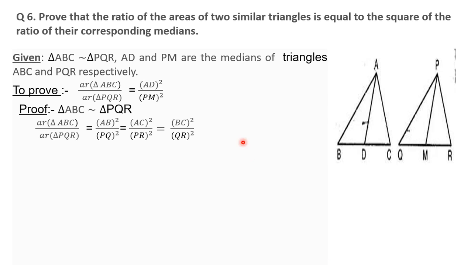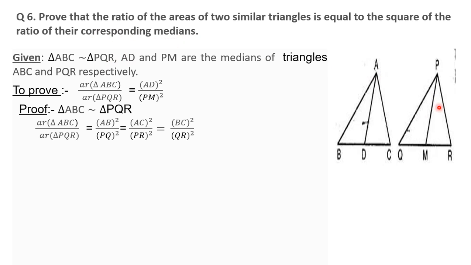Now let's talk about one more problem of this exercise, question number 6, where we have to prove the ratio of the areas of two similar triangles is equal to the square of the ratio of their corresponding medians. Here we have to prove that the ratio of the areas is the square of the ratio of their corresponding medians.